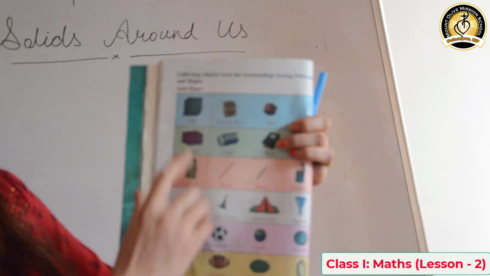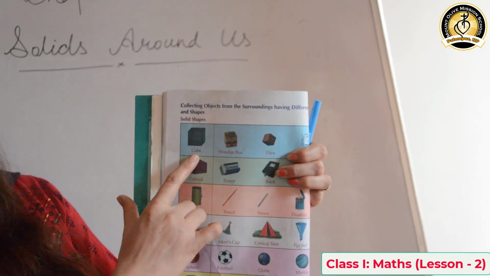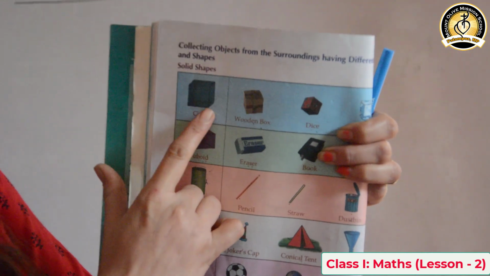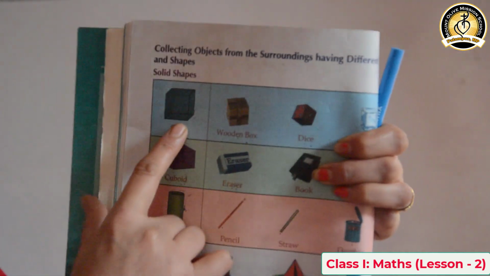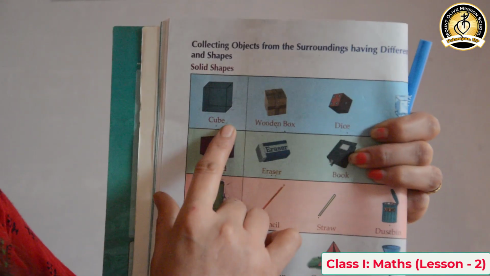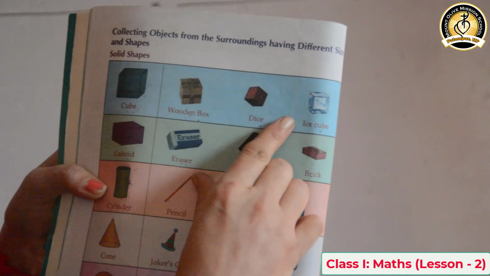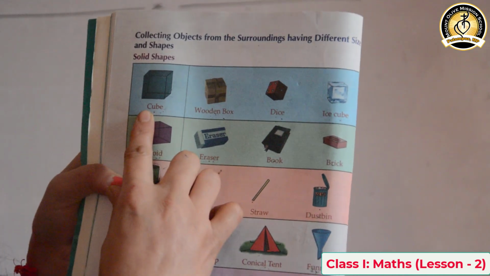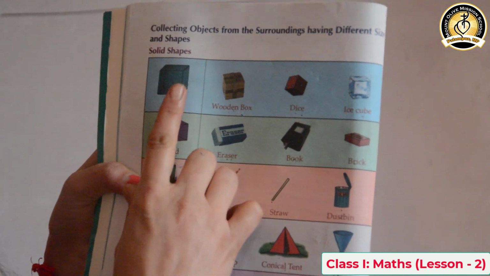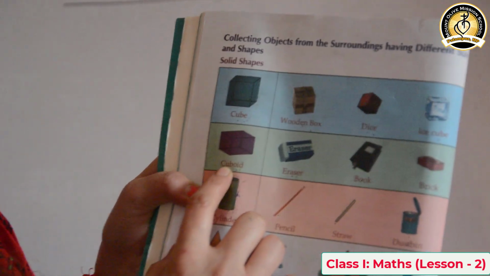Now we discuss the first shape, cube. This shape has faces like a square. Okay students, examples of this shape are wooden box, dice and ice cubes. The shape of these examples looks like a cube. Understood? Yes.